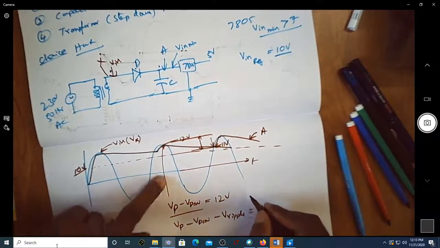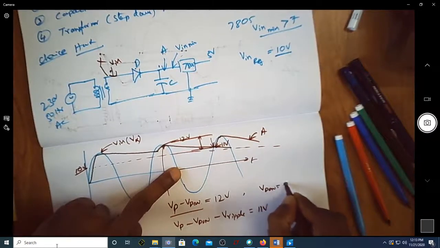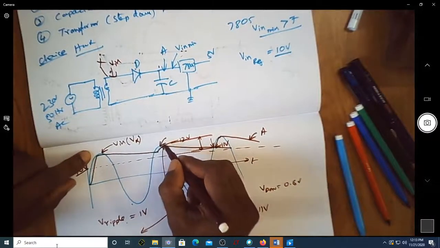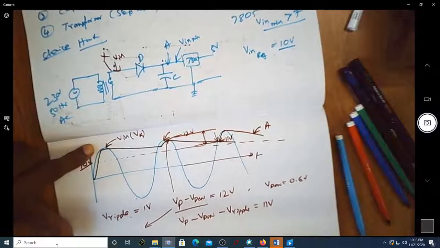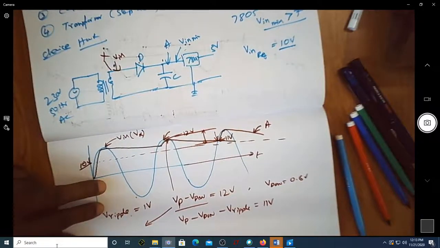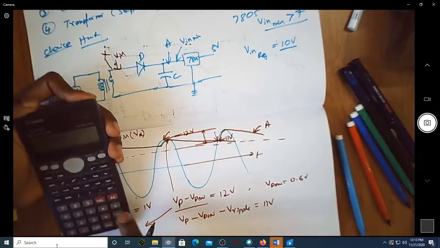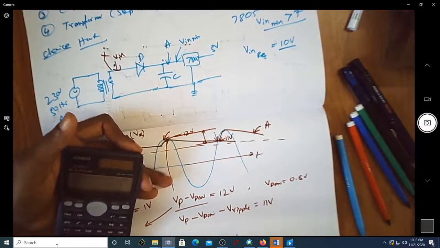So if you assume Vd on to be 0.6 volts, can we find what is Vp from this? Then Vp happens to be 12.6 volt, meaning that the voltage at this peak should be 12.6 volts. So from this I can get Vrms, which is nothing but V peak by root 2, that is 12.6 divided by root 2. You can see it is now 8.9 volt.